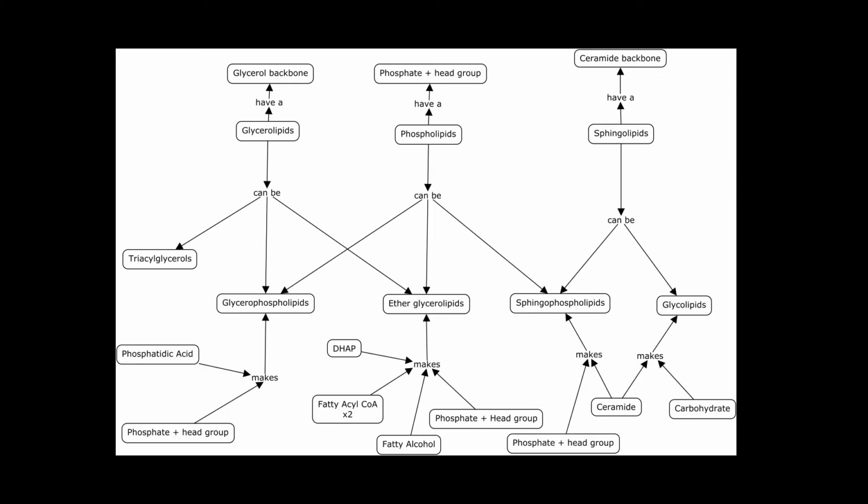And then sphingolipids that are also phospholipids. They have a ceramide backbone and then a phosphate with a head group, and then finally glycolipids, a ceramide backbone and a carbohydrate, because what's in carbohydrates? Sugar. Okay.